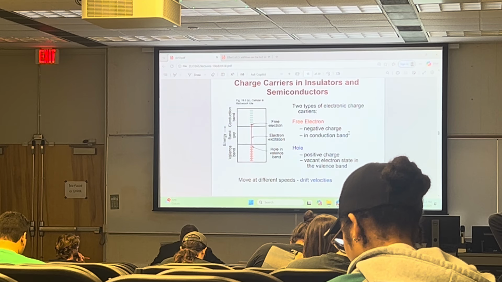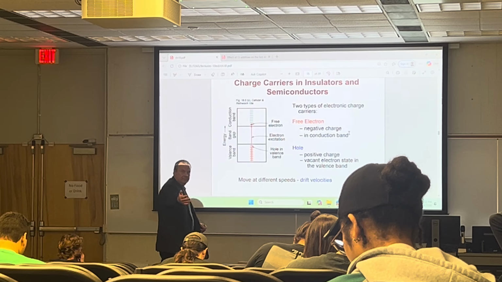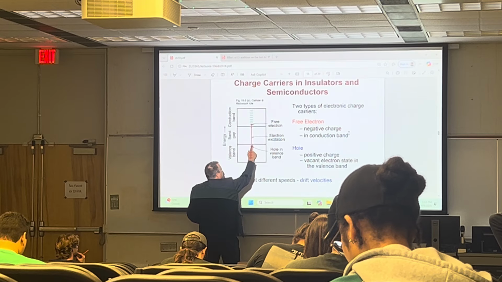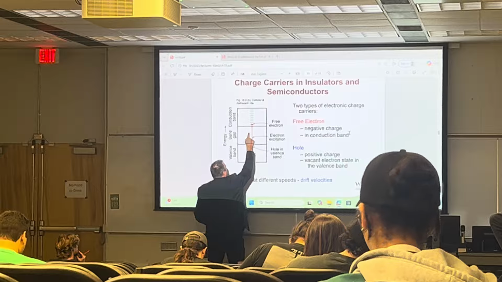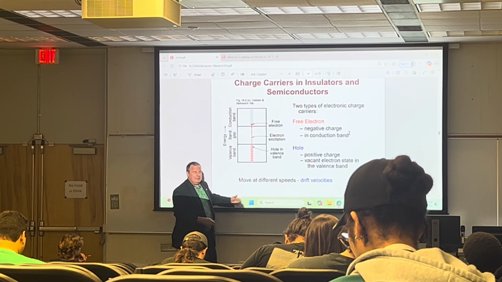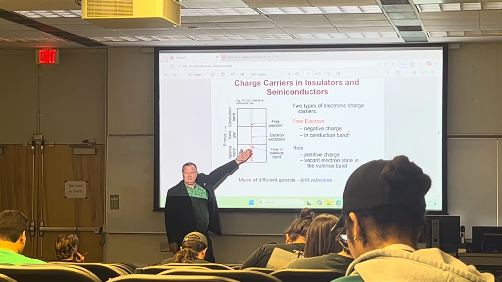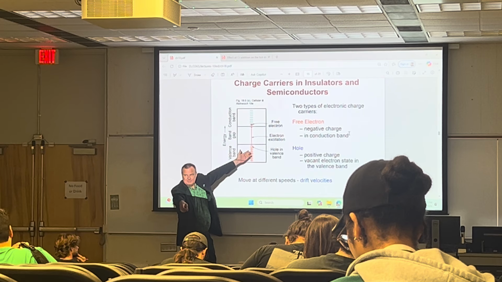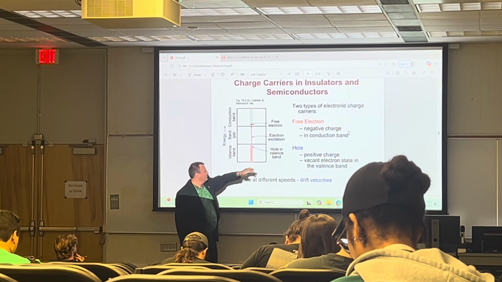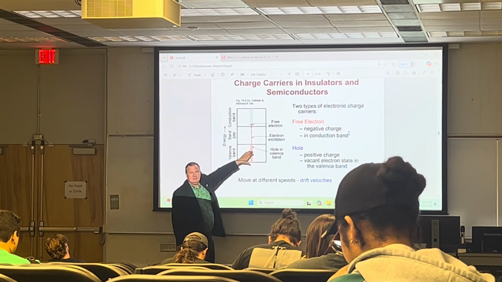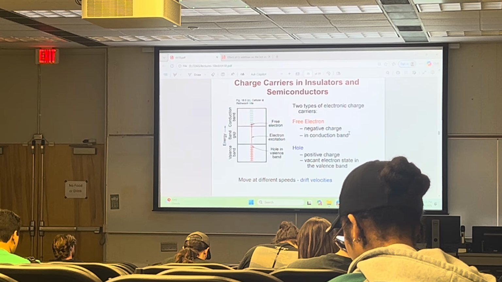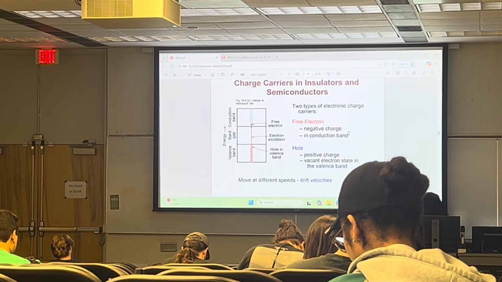Okay, so the hole is, see, it's very simple. The hole is that if the electron gets excited and goes into the free electron conduction band, it leaves a spot behind. Like I left, you can take that spot. See that? So the hole is in the valence band. What's the definition of valence band? Okay.